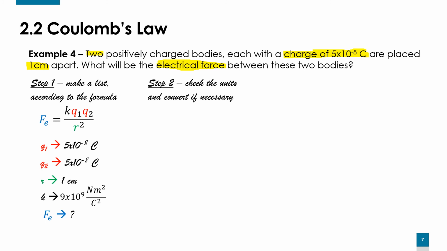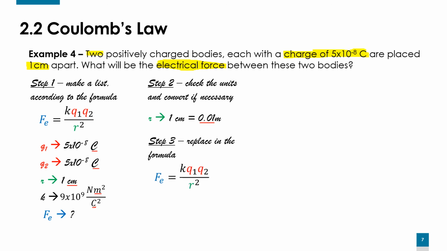Second step, check the units. My charge is in coulomb, my other charge is in coulomb, and my constant is also in coulomb units, so it's fine. What about my distance? I have here 1 centimeter. Is it fine? No, it should be in meters, so I need to convert. So 1 centimeter is going to be 0.01 meter.